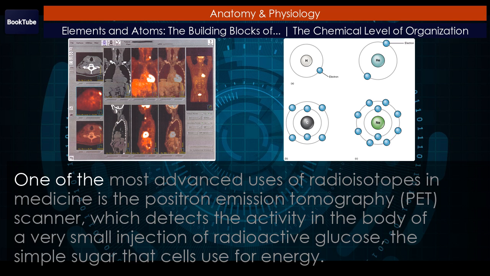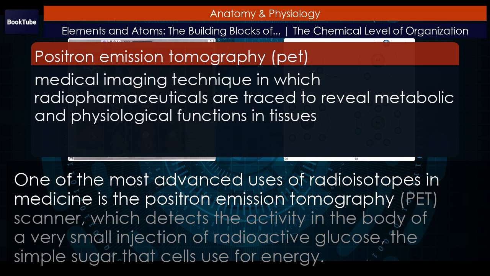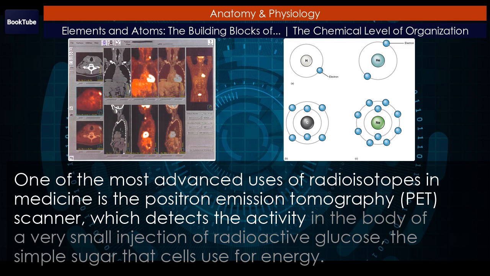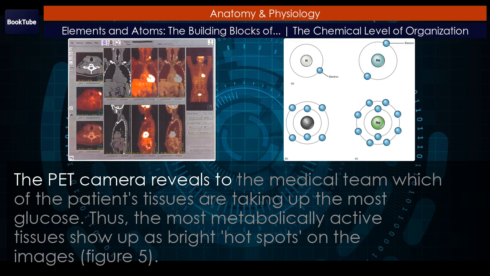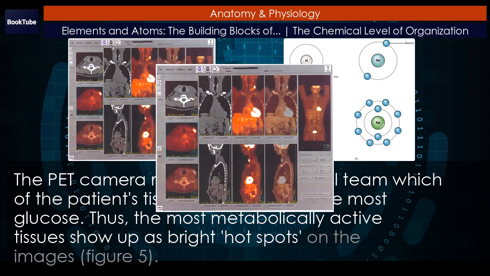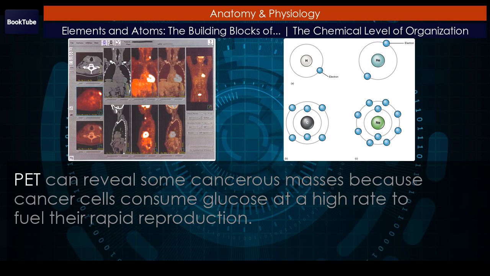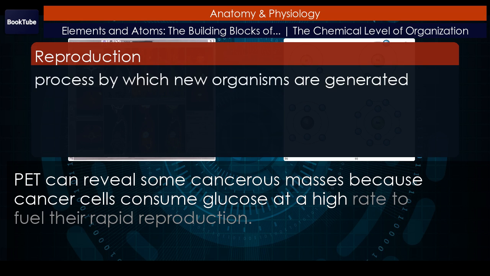One of the most advanced uses of radioisotopes in medicine is the positron emission tomography (PET) scanner, which detects the activity in the body of a very small injection of radioactive glucose, the simple sugar that cells use for energy. The PET camera reveals to the medical team which of the patient's tissues are taking up the most glucose. Thus, the most metabolically active tissues show up as bright, hot spots on the images. Figure 5. PET can reveal some cancerous masses because cancer cells consume glucose at a high rate to fuel their rapid reproduction.